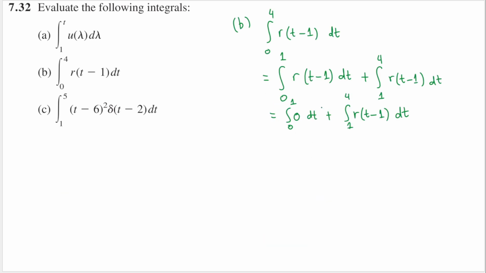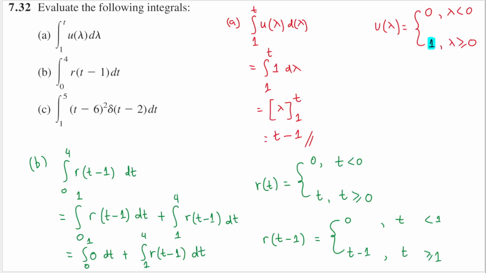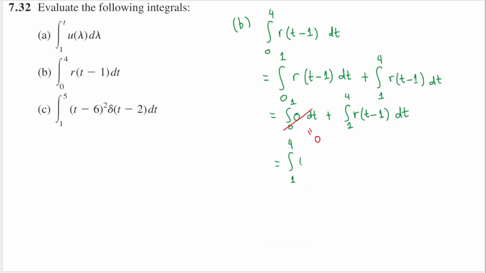Now let's do that. This part is just the integral of 0, so we will have 0, and all of that will equal 0. So we can just evaluate the function on the right. This will be the integral from 1 to 4 of r(t minus 1). Remember that if t is greater than or equal to 1, that will be t minus 1, so we will have t minus 1 dt.